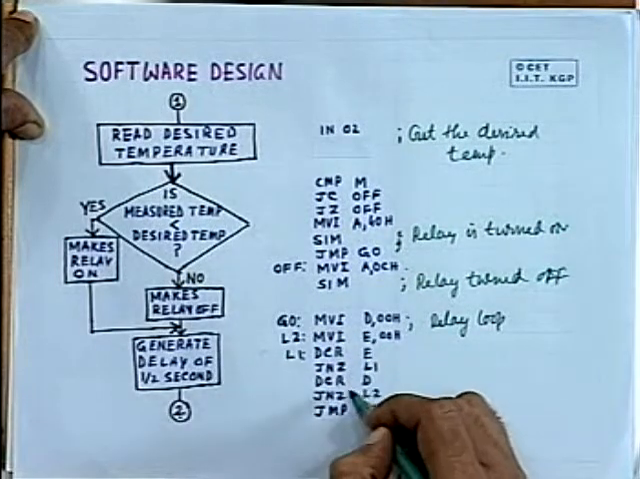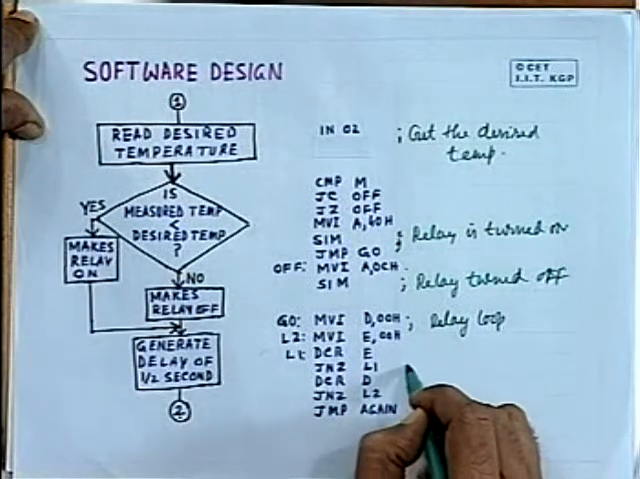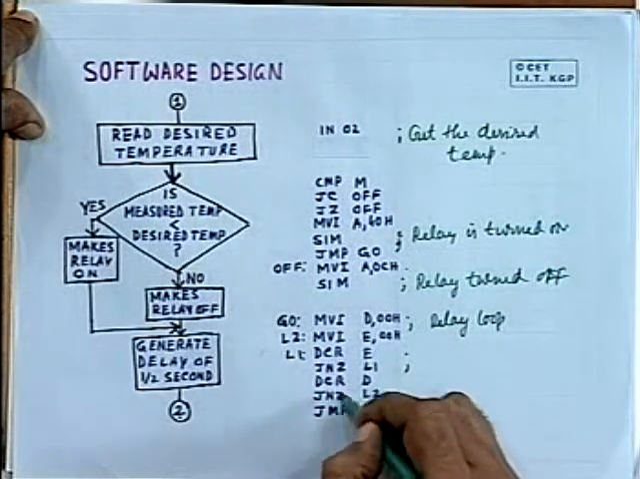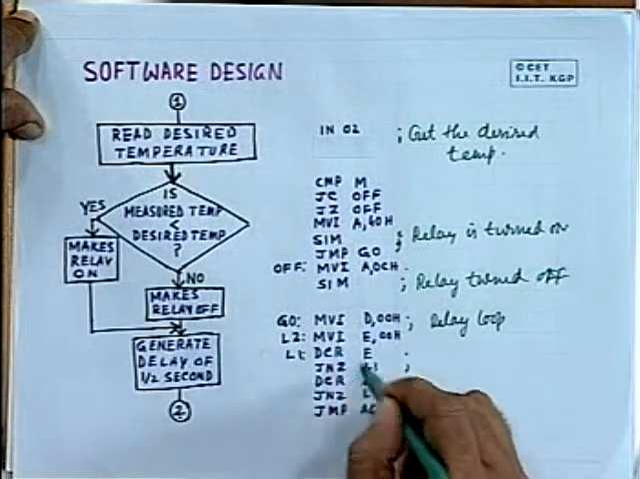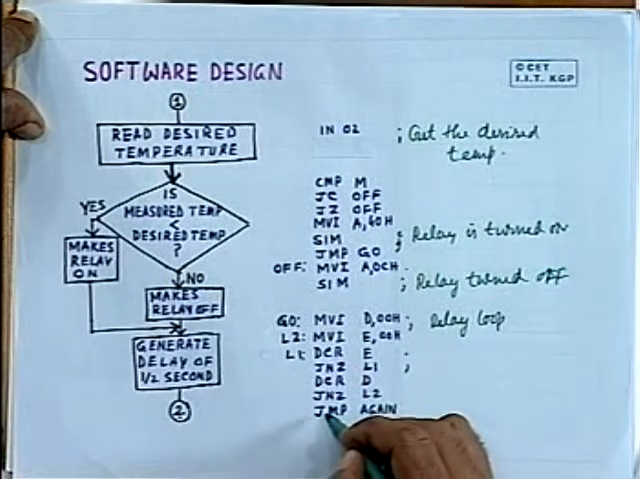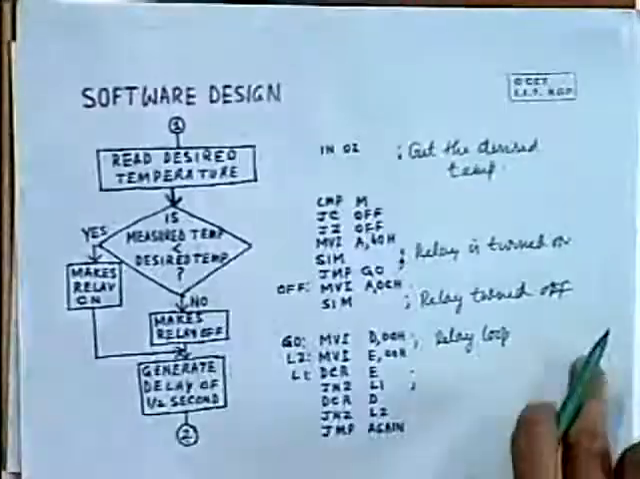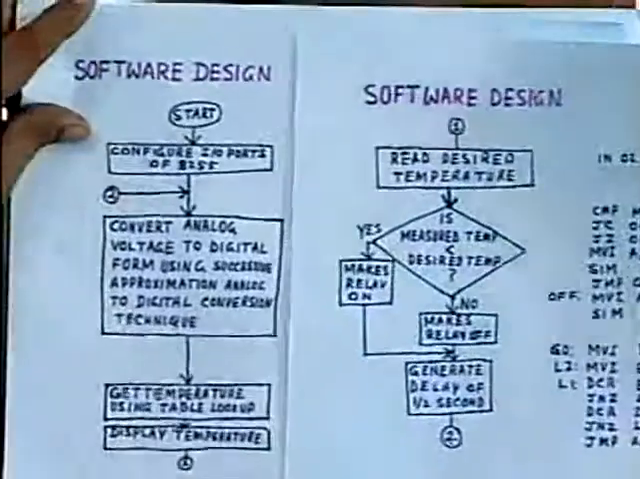We have already explained how delay generation is performed. Here this is the first nested loop, this one, and this is the second nested loop. So L1 and L2, the delay generation is done, and after that it goes back to the original program. So here you see it goes back to the original program, and looping is performed in this manner.